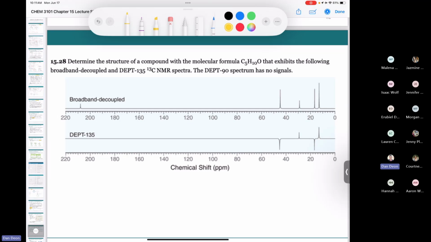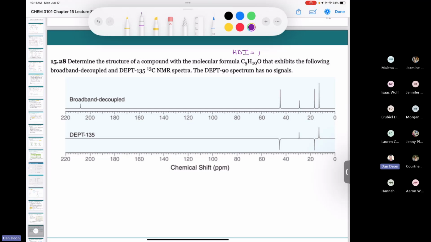Okay. This question 50.28 says determine the structure of a compound with this molecular formula. So I'll just do it quickly. We've got an HDI equal to 1 for this compound. It gives you the following broadband decoupled and DEPT 135 carbon 13.